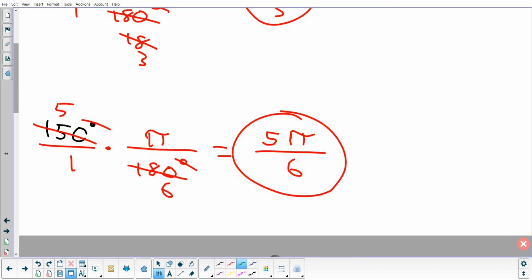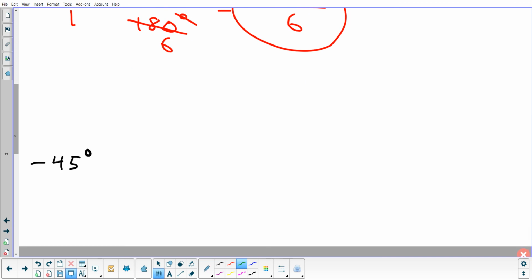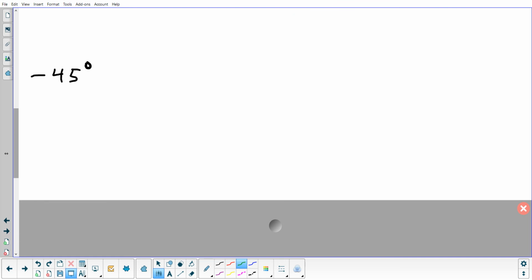Okay, questions on that? Great. Let's try one with a negative. Negative doesn't really change anything other than your final answer will have a negative symbol, but do it the same way. So, Natalie, what am I going to multiply by in the top? And then what am I going to multiply by in the bottom? Top is pi. Yep. And bottom is 180 degrees. That's gone. And Brian, what number goes into 45 and 180?